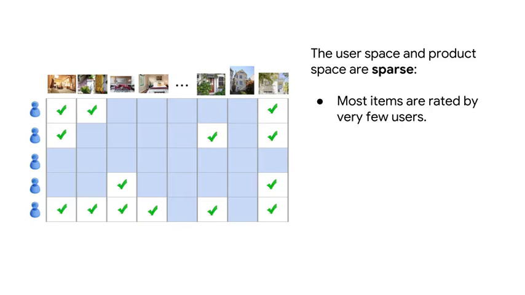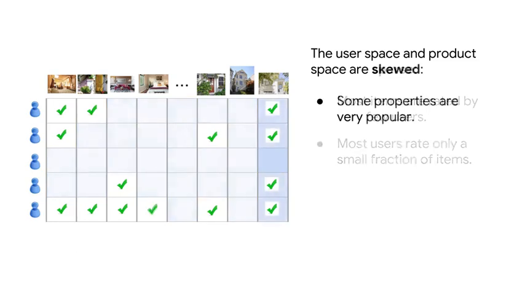Sparse matrices are problematic because they take up a lot of memory and are slow to perform computations, even though most of the computations are simply adding or multiplying by zero. A typical person probably interacts with far less than 1% of your products. On the other hand, most products are in the long tail of usage and probably rated by less than 0.1% of all users. In addition, the matrix is skewed.